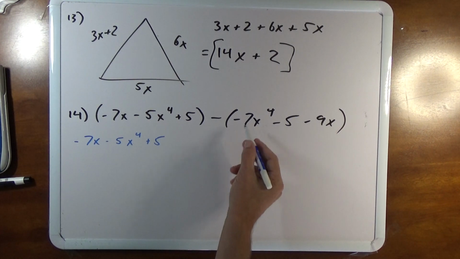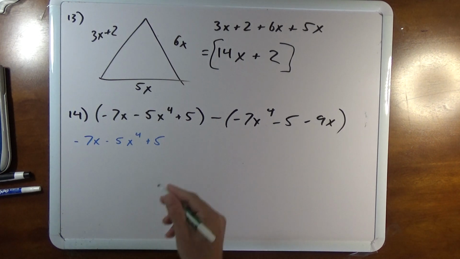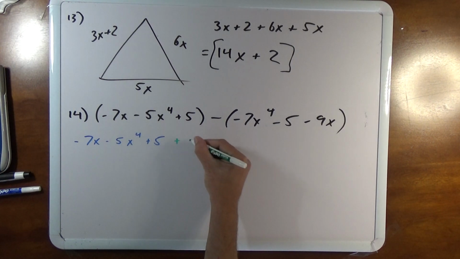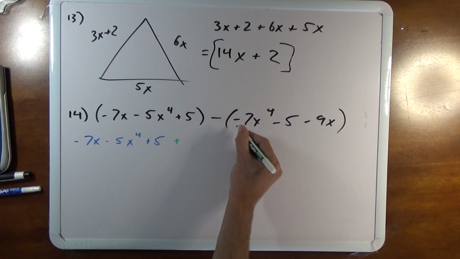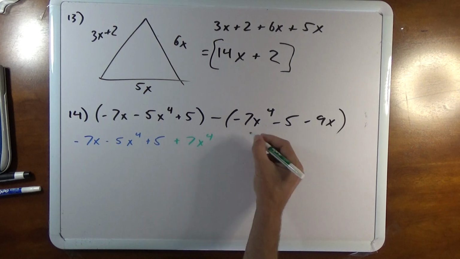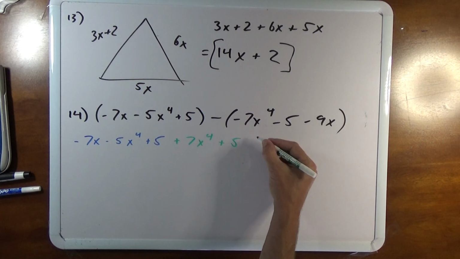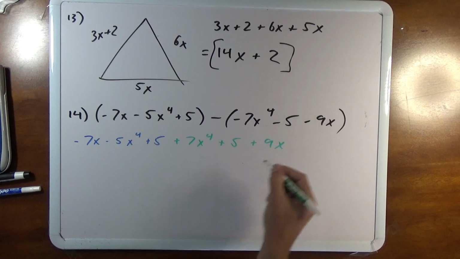So that's minus, I guess I'll do another color, minus a negative 7x to the fourth. It's minus a negative, plus. I'm just going to change it. Plus, plus, plus. Minus a negative 5 is plus 5. Minus a negative 9x is plus 9x.